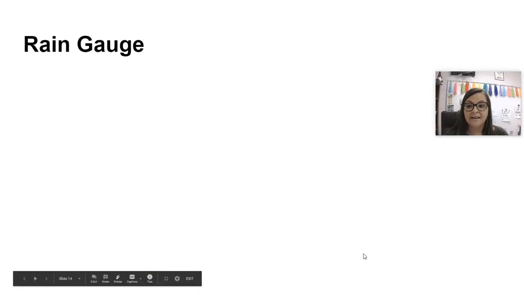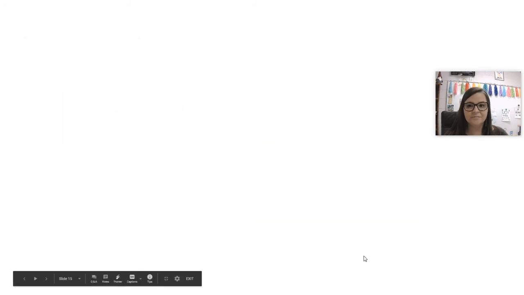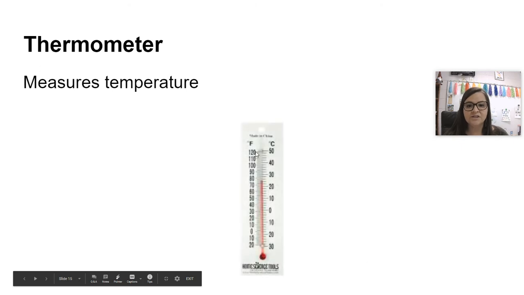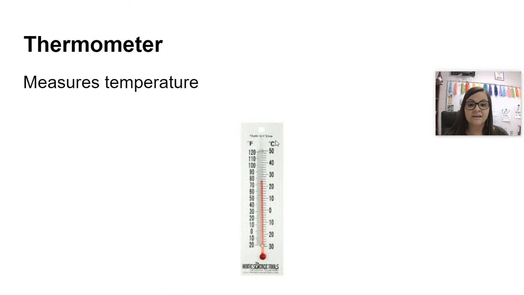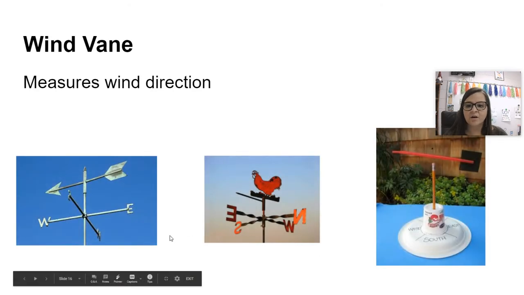Then you have our rain gauge that measures precipitation, and a thermometer, which measures temperature. And we measure in degrees Celsius and degrees Fahrenheit. So Fahrenheit is standard. Celsius is the metric system. Wind vane tells the direction of the wind. This helps us indicate where storms are coming from and where they're moving to.